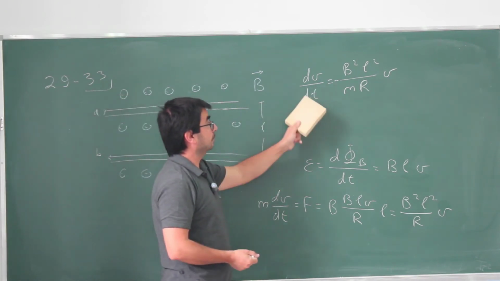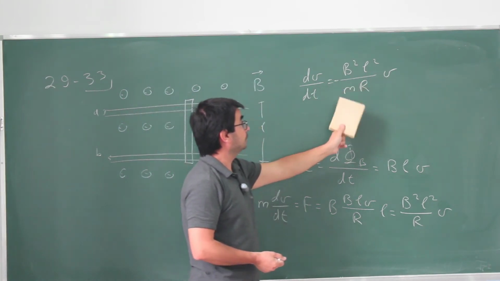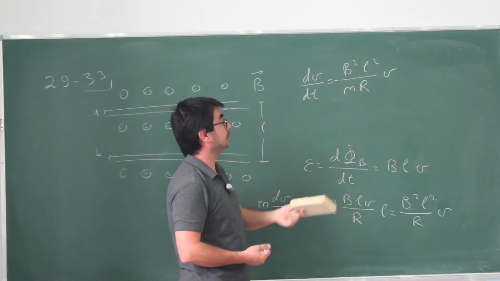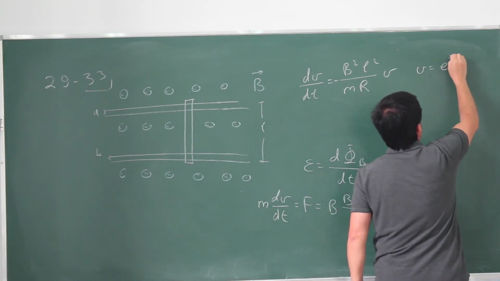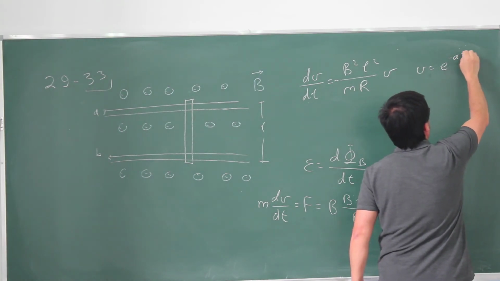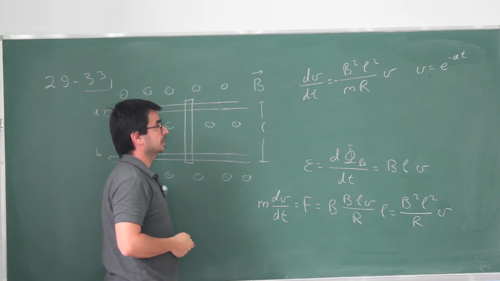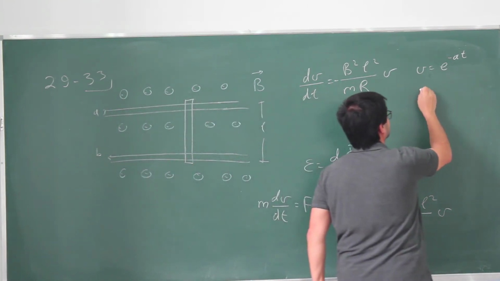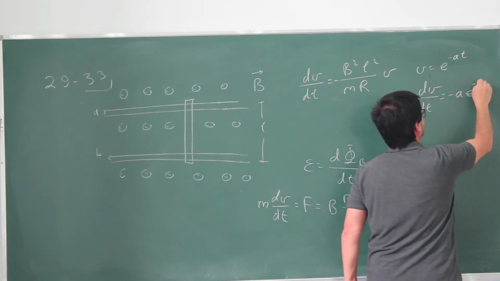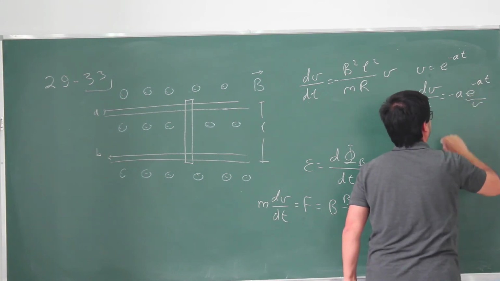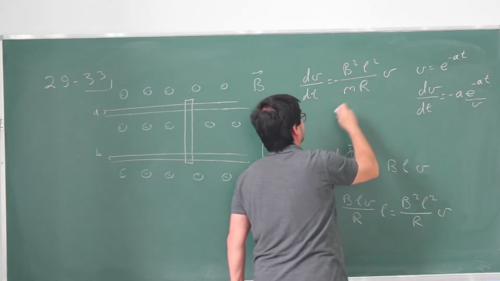Now, this is a function of time, and when I take its derivative with respect to time, I get the function itself times some constant. So the only function that behaves this way is an exponential, so my v must be e to the minus a t, where a is going to be some positive constant, so when I move it to the front, the negative sign is going to appear naturally. If you take the derivative of this, dv by dt, this gives you minus a e to the minus a t, which is of course just minus a v. So now we can identify this a with B squared L squared divided by m times R.